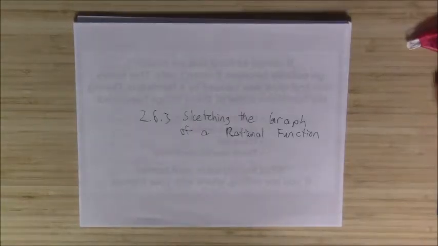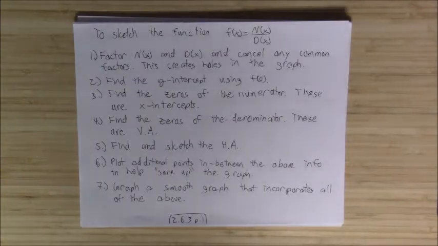In this video, we'll be talking about how to sketch the graphs of rational functions. In summary, the easiest way to sketch the graph of a rational function is first to factor the top and the bottom, as we saw in the last video, and cancel any common factors. This creates holes in the graph.